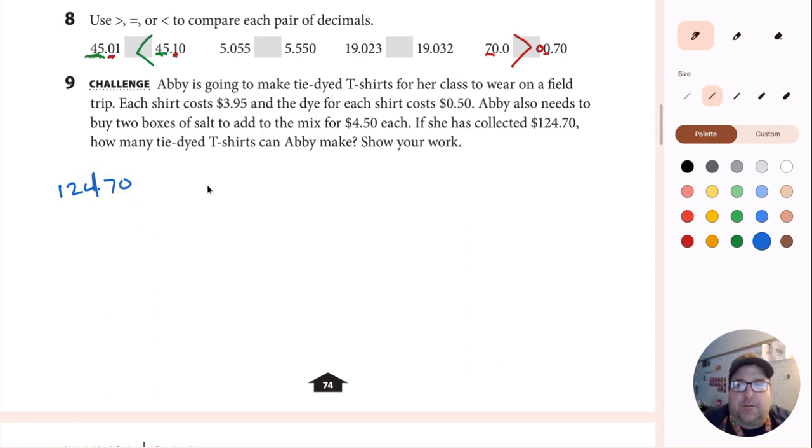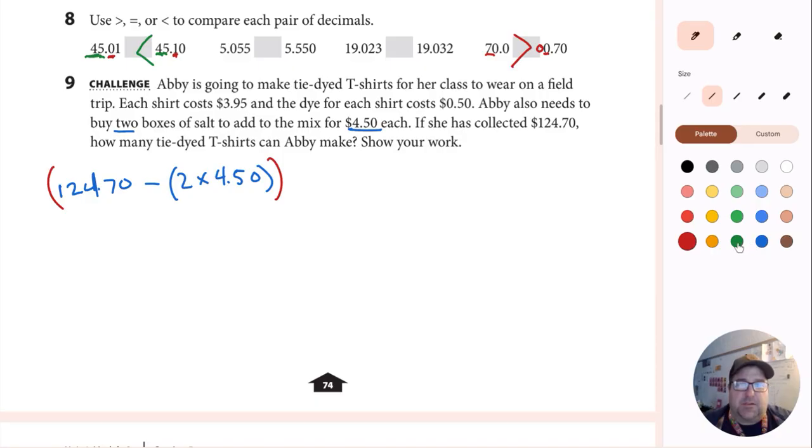Okay. A couple things we got to do. We know we got to get rid of our salt. So how can we figure out how much the salt is? We got to get 2 boxes of salt for $4.50 each. So we're going to have 2 times $4.50. Okay. So first, we're going to start with how much money we have. We got to get rid of our salt, right? And then we're going to see how many shirts we can make.